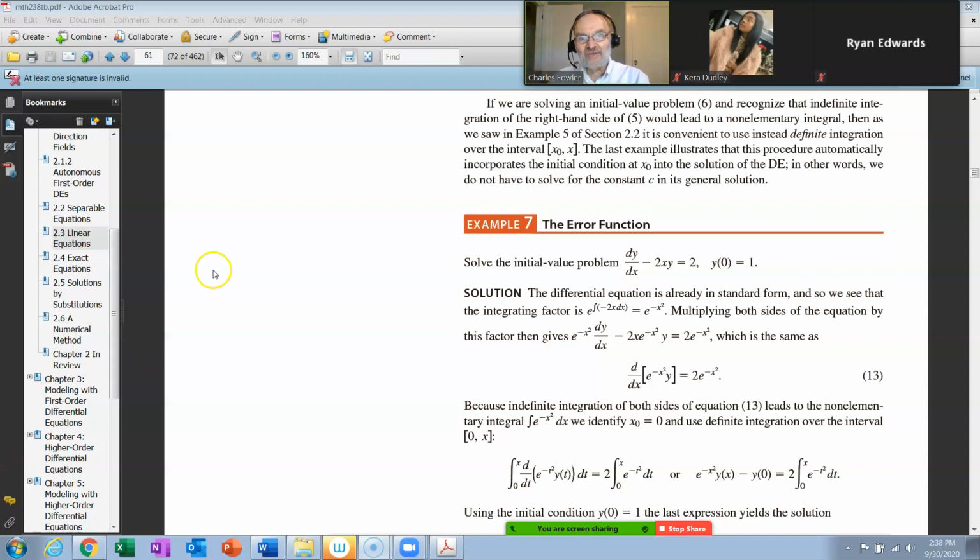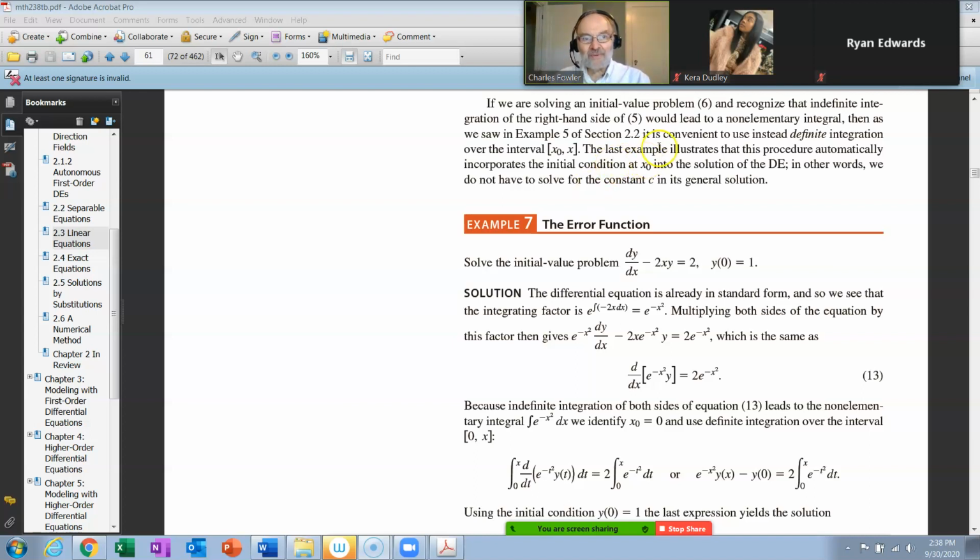If we're solving an initial value problem, that would be like number 6 way back there, and recognize that the indefinite integral on the right hand side of 5 would lead to a non-elementary integral, such as the error function, stuff like that. Then, as we saw in example 5, section 2.2, it's convenient to use instead definite integration, an integral from x0 to x. Okay, now I don't even remember specifically what they're talking about there, but I know that's done.